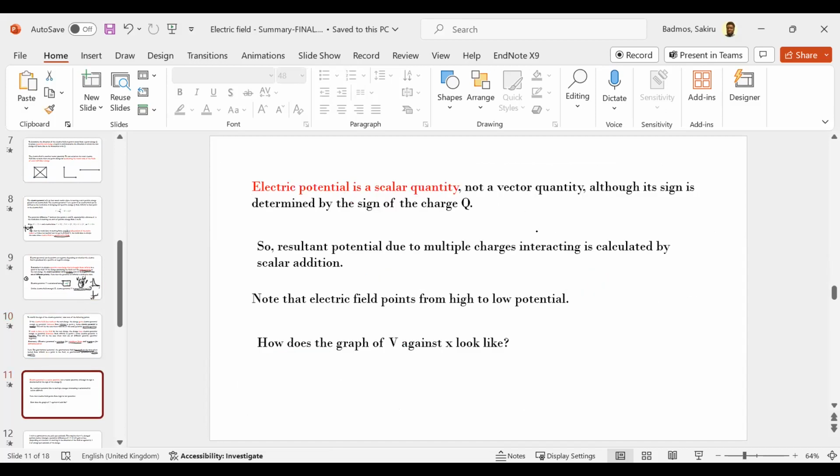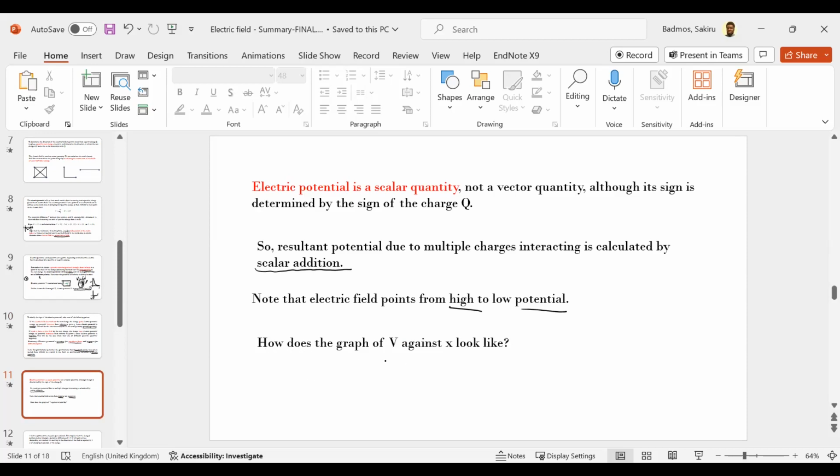Now, electric potential is a scalar, unlike electric field strength or electric force, although the sign is determined by the sign of the charge. So the resultant potential due to multiple charges is calculated by scalar addition in this case, not vector addition. Note that the electric field points from high to low potential. So the electric field lines always point from high potential to low potential.